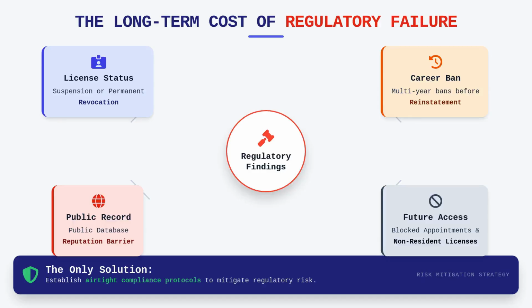Beyond immediate fines and legal actions, regulatory findings have a devastating long-term impact on your professional license status and your future career in the industry. The commissioner has the statutory authority to suspend or permanently revoke a producer's license based on the gravity of the market conduct violations discovered during an audit. A revoked license often comes with a multi-year ban before you can even apply for reinstatement, and the code requires the department to publish these enforcement actions on its public database.